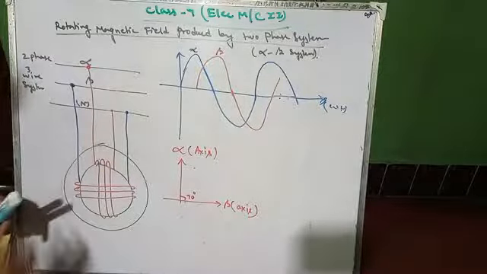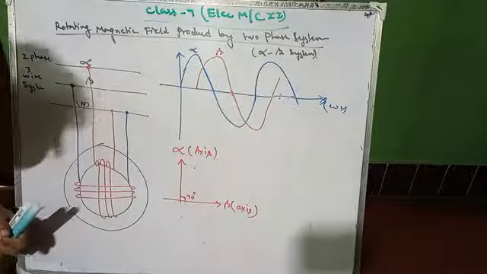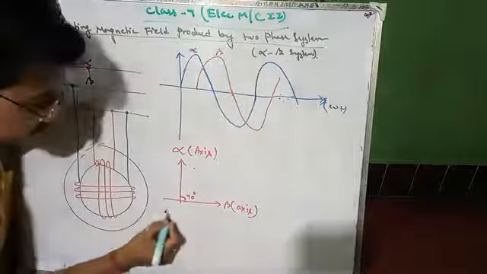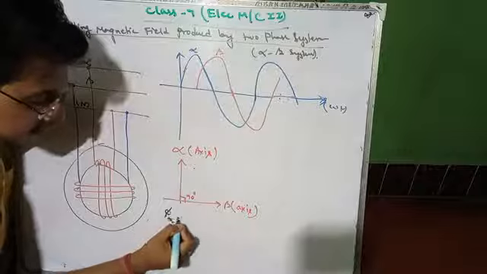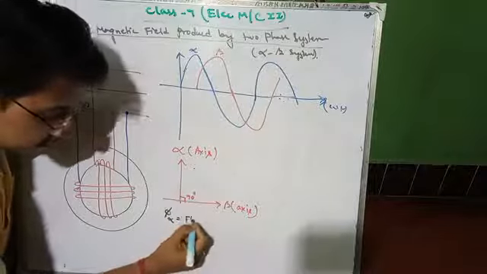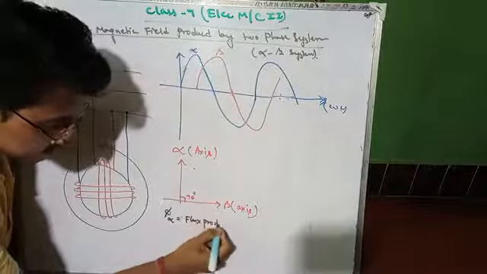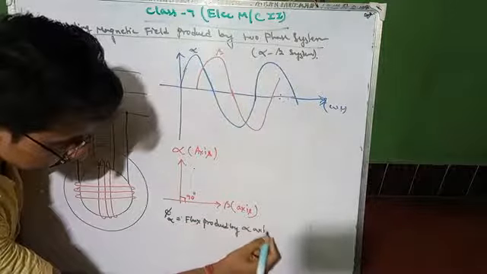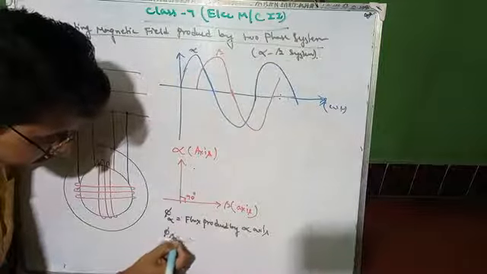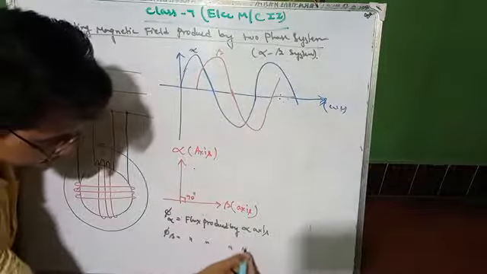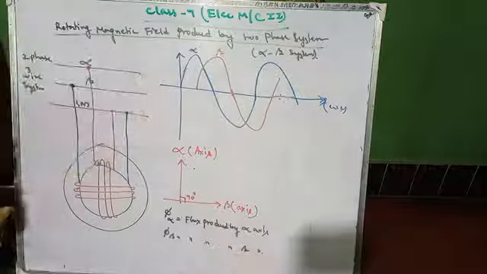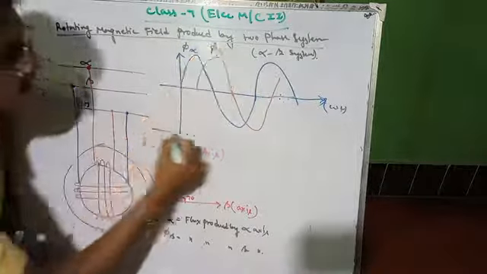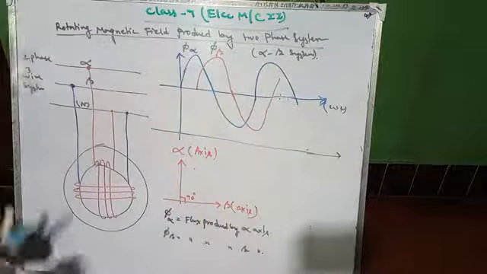If we want to find the resultant field, suppose the flux produced by alpha is phi of A, and phi of beta equals the flux produced by the beta axis. So let us consider it is phi of A and phi of B. What is the resultant flux direction?